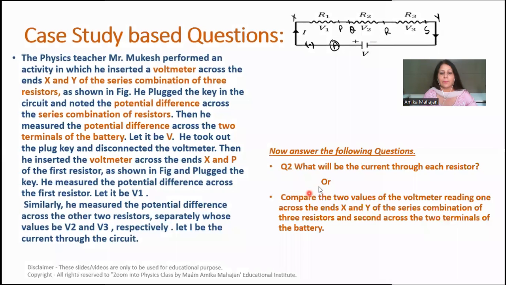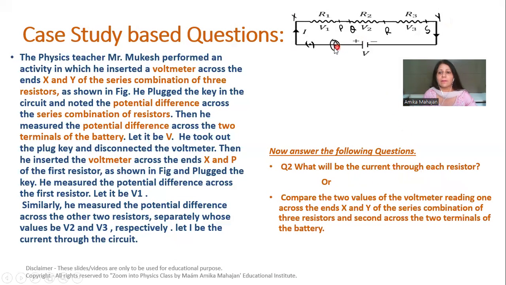Second question, what will be the current through each resistor? In series, what is divided? Voltage. Same current I flows through all the resistances. So current through R1 will be same as through R2 as through R3, equal to current drawn out from the voltage source, I.